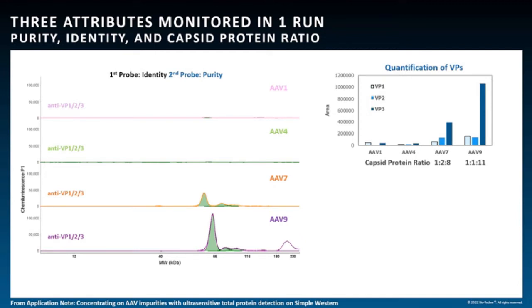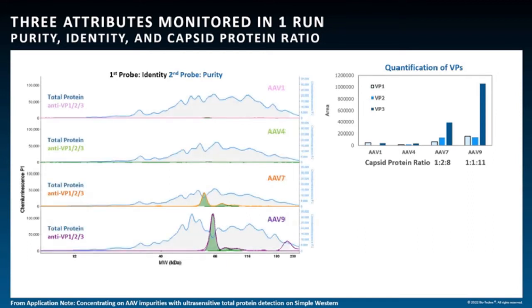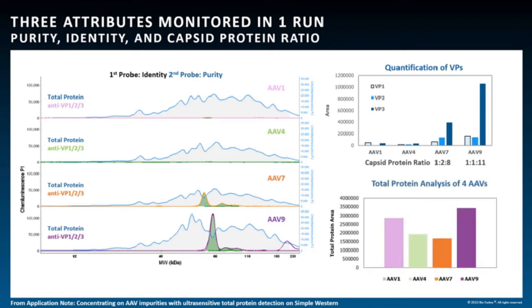And then in replex, we look at the same capillaries for total protein, which shows that these samples have a decent amount of non-AAV protein in them, shaded here in gray. Again, these data can be quantified automatically by our software and used for normalization or for purity estimation.